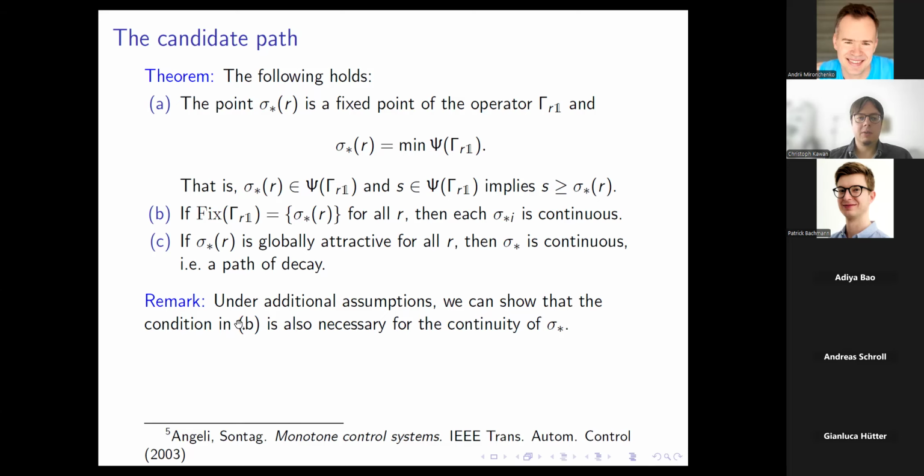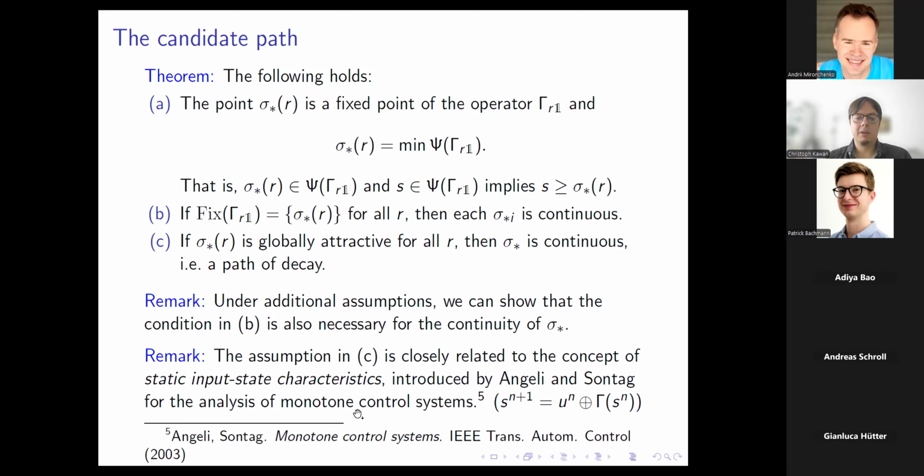And so under additional assumptions, which are a bit restrictive, but not too much, we can actually show that this condition, the uniqueness of the fixed point, is actually also necessary for the continuity. So we don't get around this if we want this path sigma star to be a path of decay.